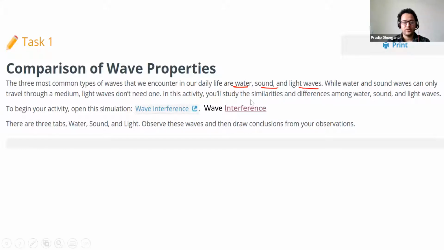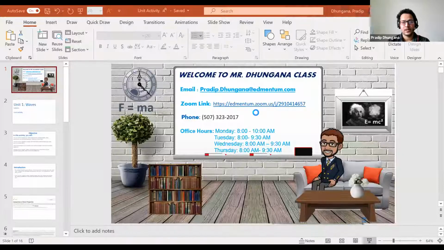To begin the unit activity, you will click on this Wave Interference. There are three tabs you can see: water, sound, and light. Observe these waves and draw a conclusion from your observation. When I click here, another screen will pop up, so let me share my whole screen so that I can show it to you.